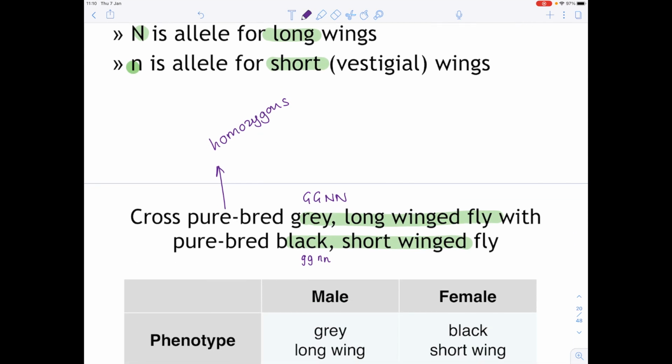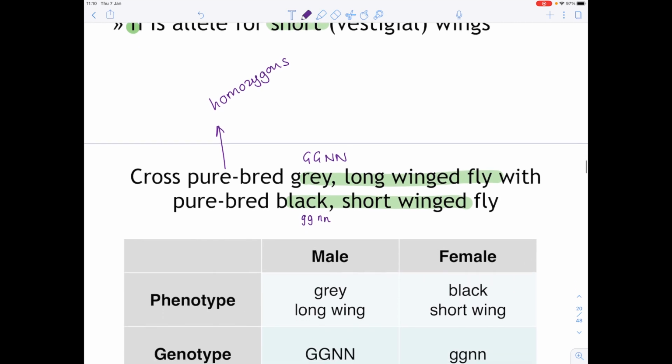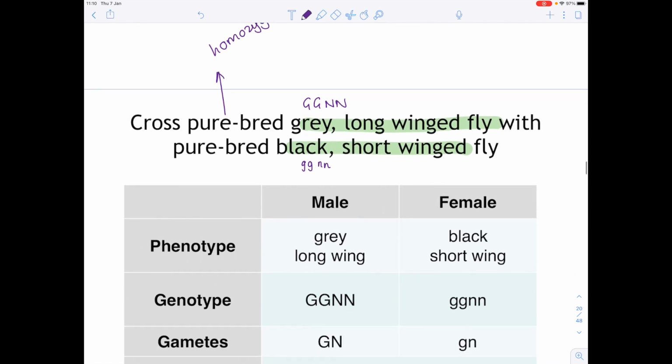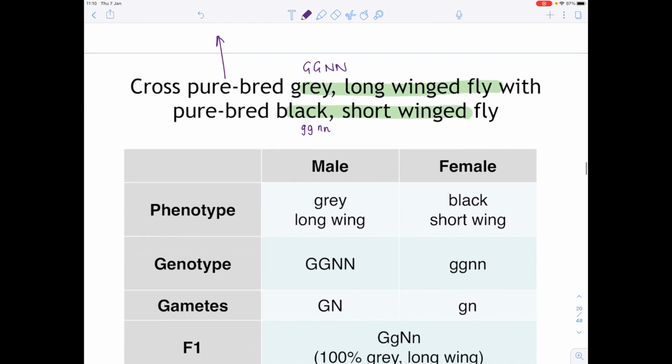So let's look down, look how I've arranged it. We've got our male and our female with its phenotype, which remember is the physical appearance. The genotype, which I already worked out, we've written also in the table. So what are the available gametes? Nice and straightforward in this situation. The male is capital G, capital N. The female is lowercase g, lowercase n.